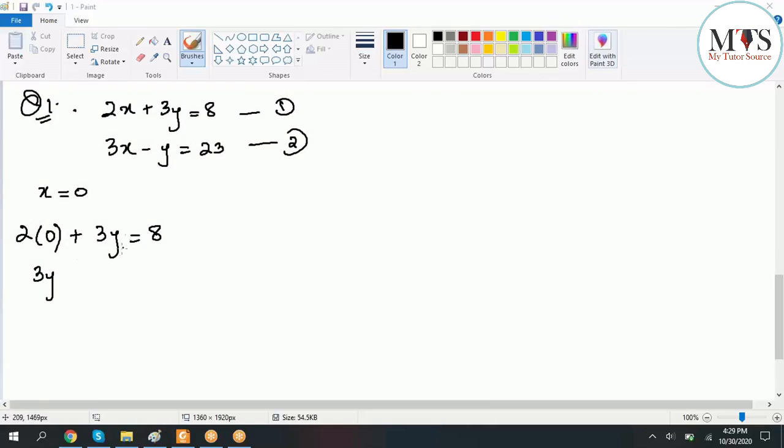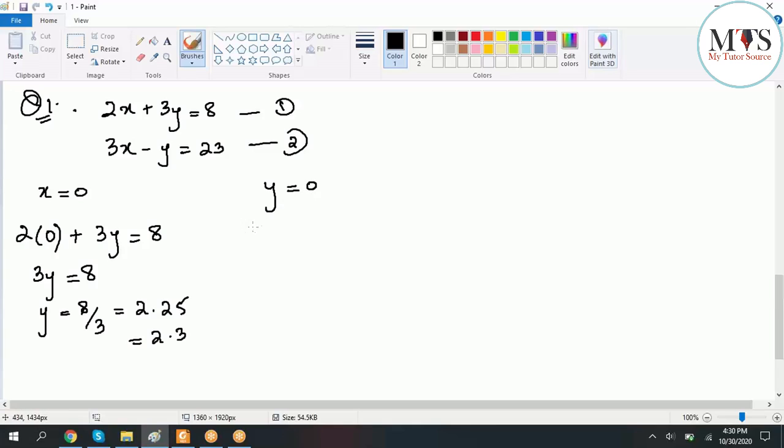So 2 times 0 plus 3y equals 8, then 3y equals 8. Now what do we do? y equals 8 by 3, just keep it as a fraction. Okay, that's about 2.3. Then we put y equals 0 and find the x-intercept.